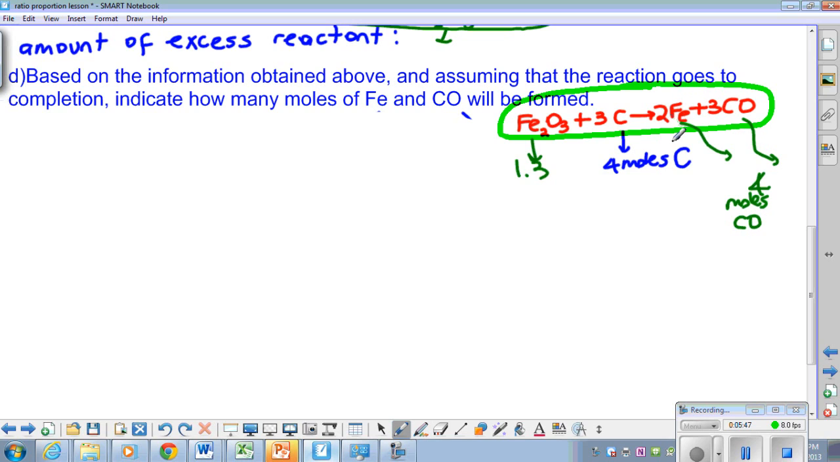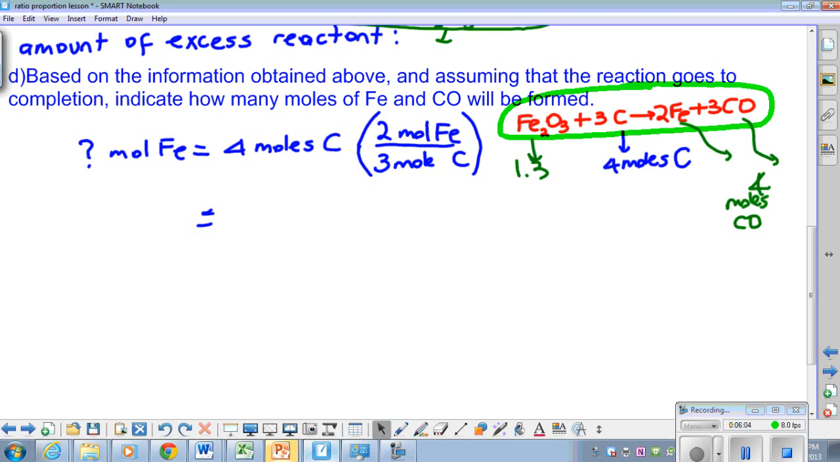But let's figure out the iron. The ratio is 3 to 2, and we're given 4 moles of carbon. So let's figure out how much iron we produce through this chemical reaction. I've already set that up over here.